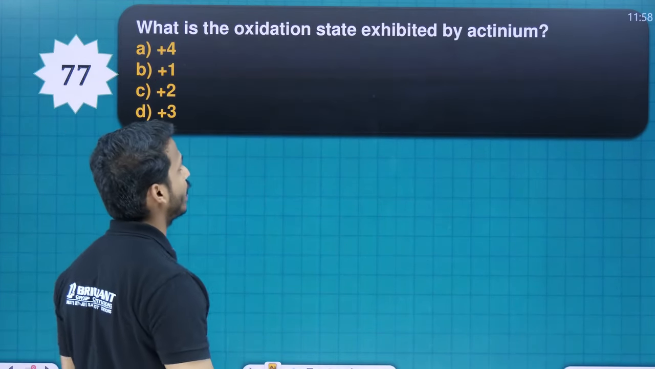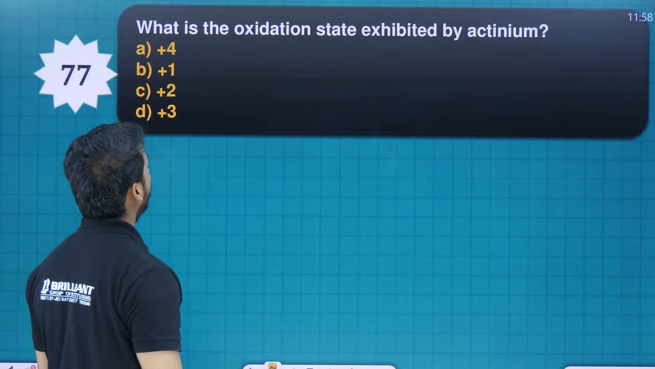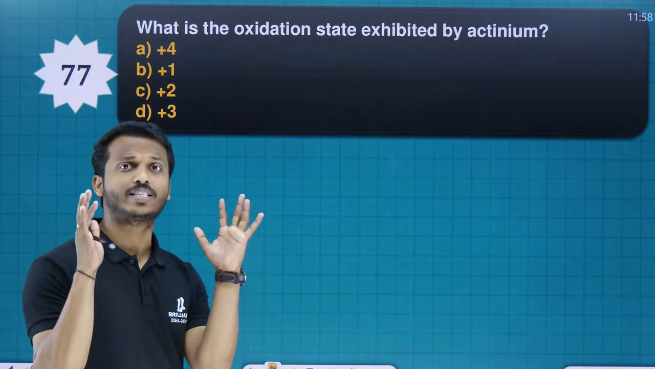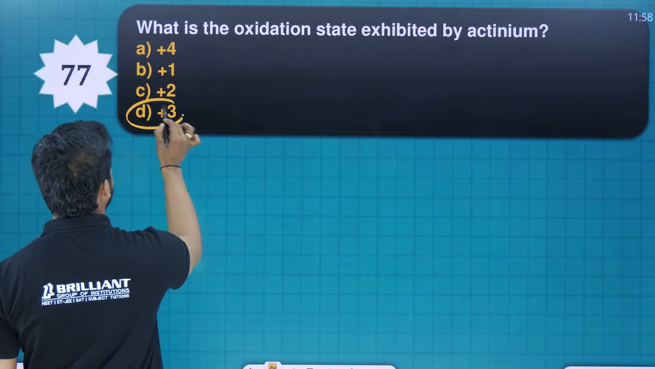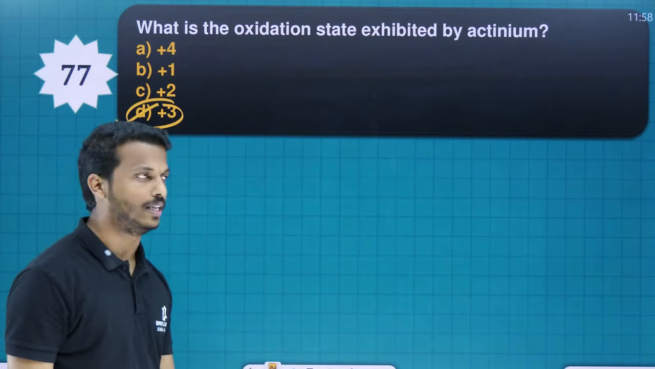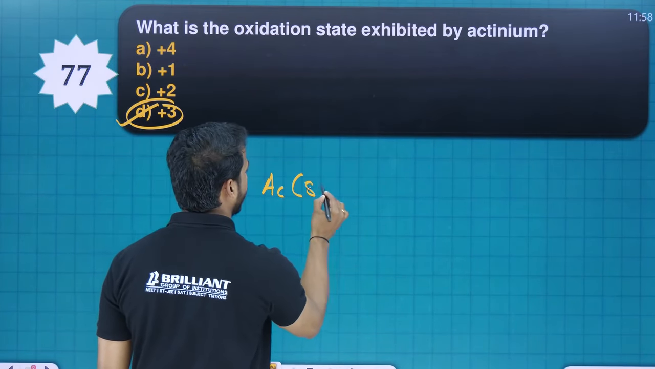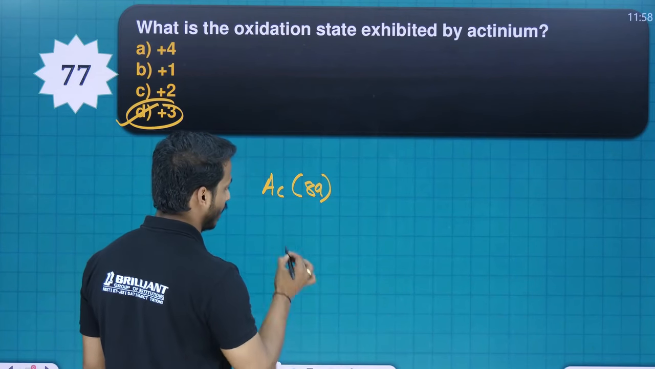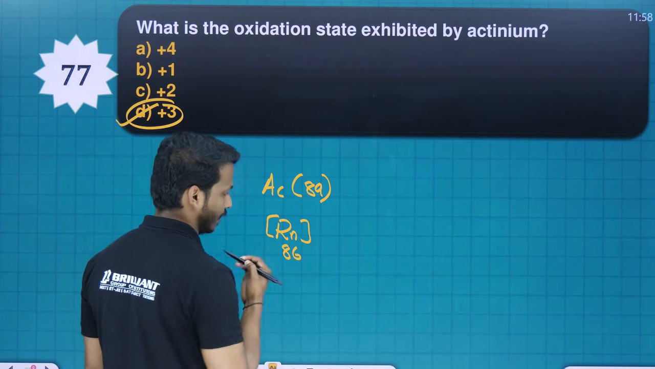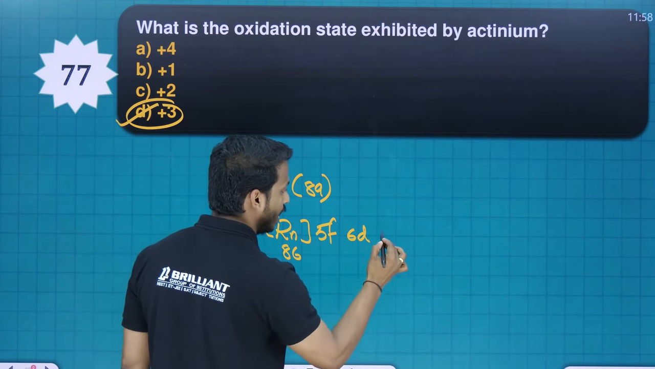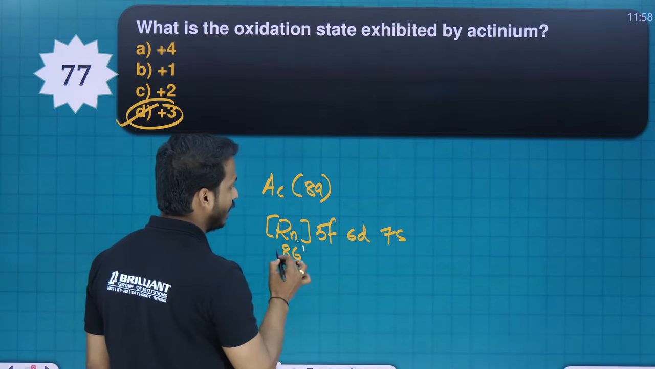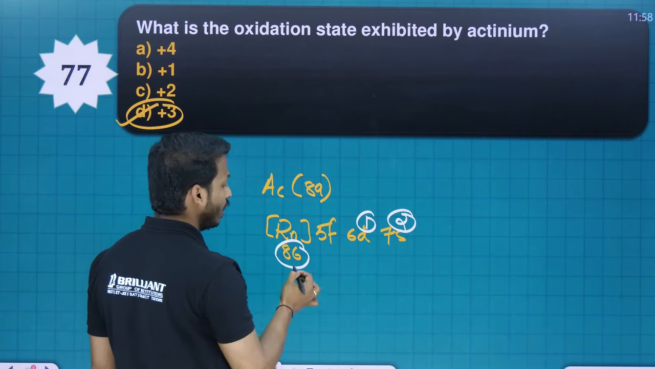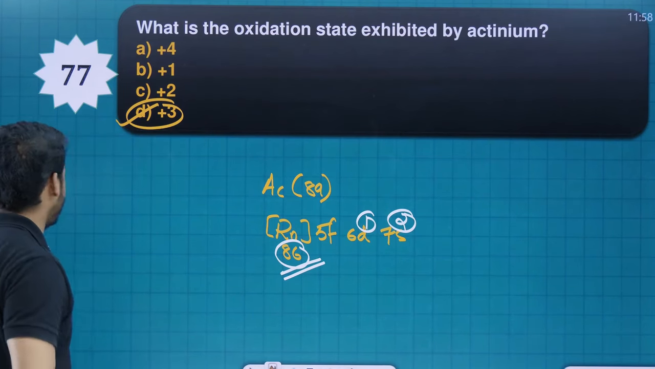What is the oxidation state exhibited by actinium? For the actinoids, the general oxidation state we discussed is +3. Actinium has atomic number 89. We can write its configuration using radon, whose atomic number is 86, followed by 5f, 6d and 7s orbitals. After 86, 3 more electrons are there, 2 in 7s and 1 in 6d. Whenever they lose these 3 electrons, they get the noble gas configuration. So +3 is their state.